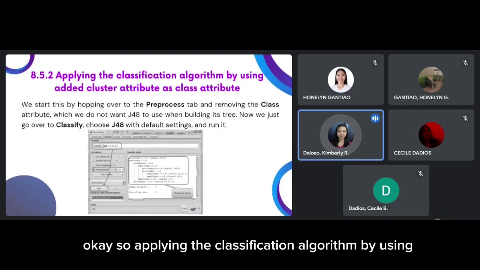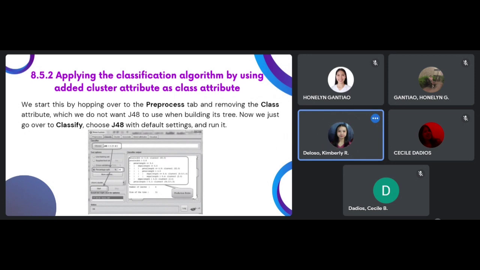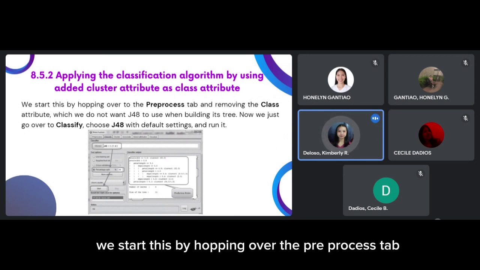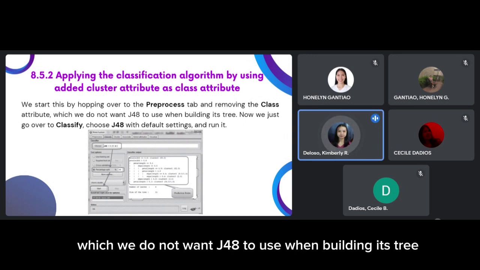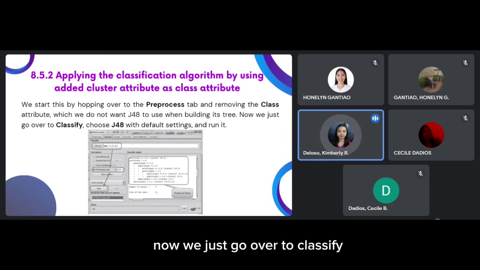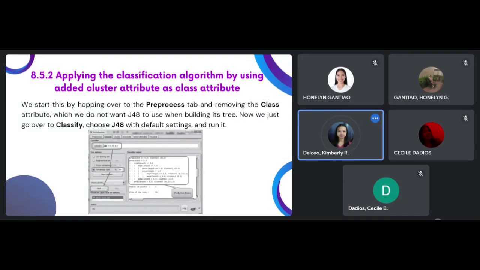Okay, so applying the classification algorithm by using the added cluster attribute as class attribute. We start this by hopping over the pre-process tab and removing the class attribute, which we do not want J48 to use when building its tree. Now we just go over to classify, choose J48 with default settings, and run it.